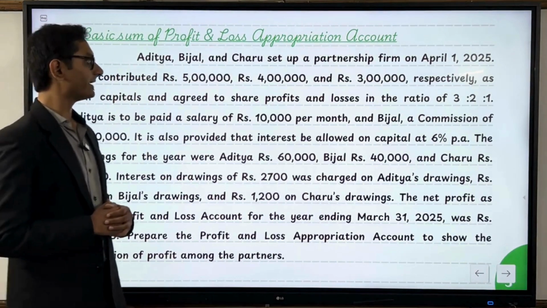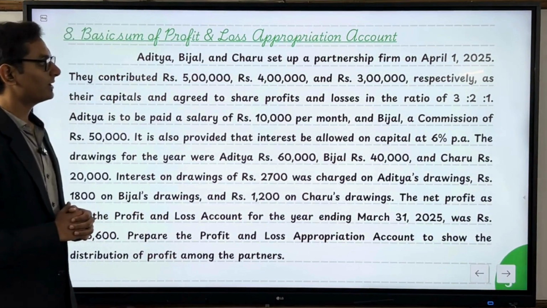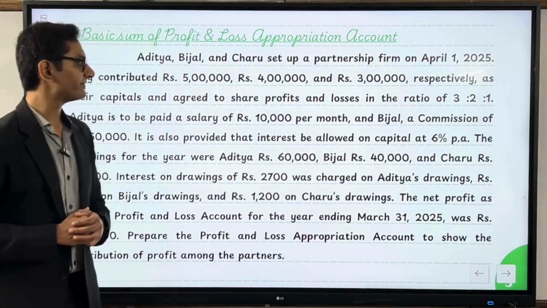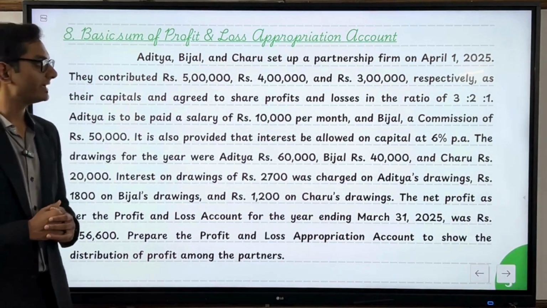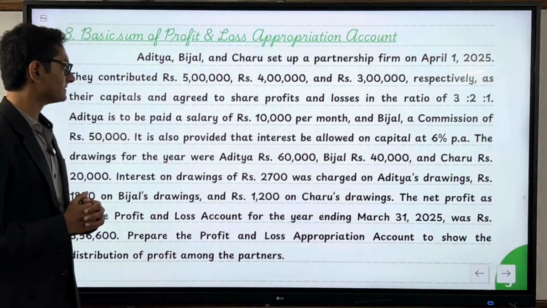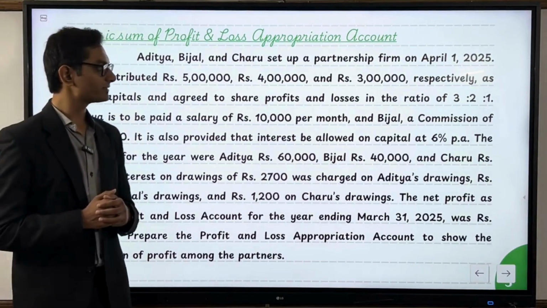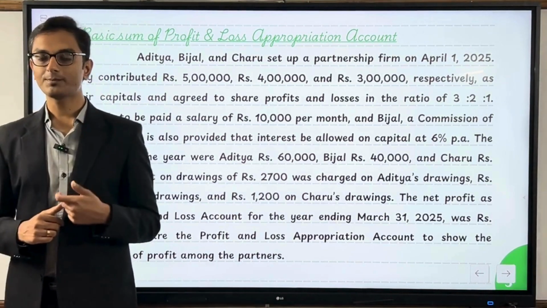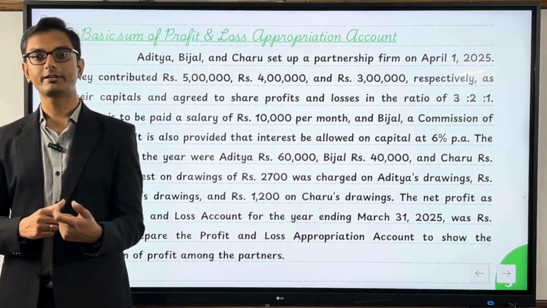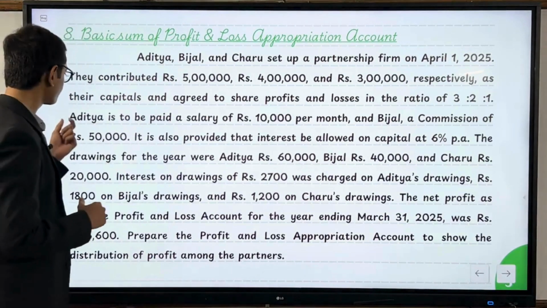Aditya, Bijal and Charu set up a partnership firm on 1st April 2025. They contributed rupees 5 lakh, 4 lakh and 3 lakh respectively as their capitals and agreed to share profit and loss in the ratio of 3:2:1. Here the capitals of the partners and their profit sharing ratio are given.